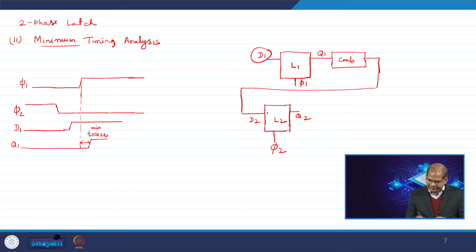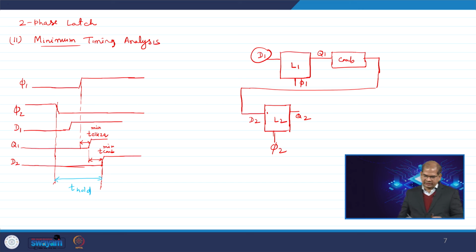Now, I have D 2, what is the time it will take to reach, the minimum combinational delay. So, this time from here to here is basically my t combinational minimum. Okay. Now, my hold time is this much from here. Hold time is from here to here. So, this one is my t hold. There is one more parameter here, which is this window from here to here, this is your t non-overlap.